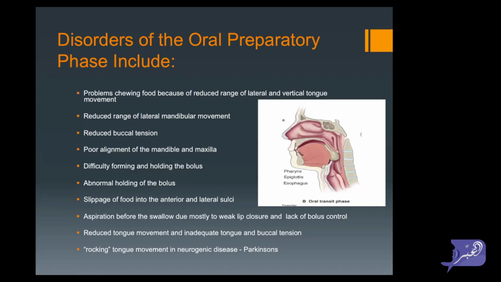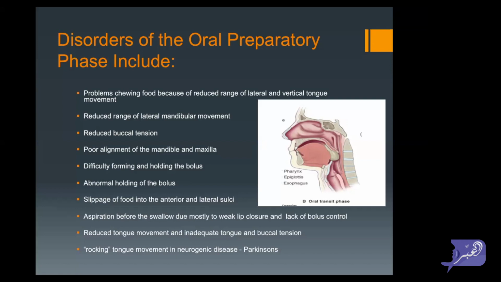So what's happening in the dentition, with the teeth, with the upper and lower jaw? The mandible isn't moving well, if it isn't moving side to side efficiently. Buccal tension, so tension within the muscles of the cheeks. Poor alignment of the mandible and maxilla, if there is poor alignment of the top and the lower teeth, if there's an underbite or an overbite. Difficulty forming or holding the bolus within the mouth. Sometimes you will see anterior spillage, so spillage of the bolus, drooling of the food or the liquid that is ingested.